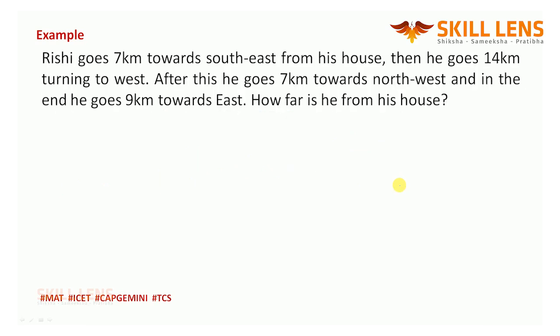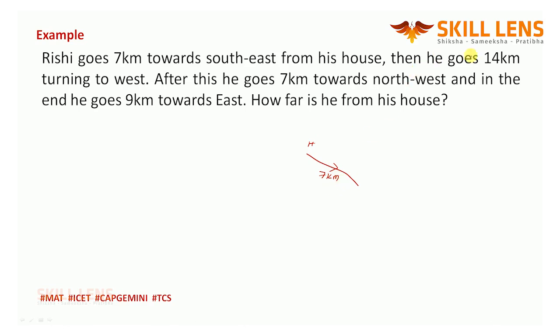Okay, let's try to do one more question. Rishi goes 7 kilometers towards southeast. Rishi goes 7 kilometers towards what? Southeast. So if this is Rishi, he is going towards like this. So 7 kilometers from his house. Let's say this is the house. So he traveled 7 kilometers.